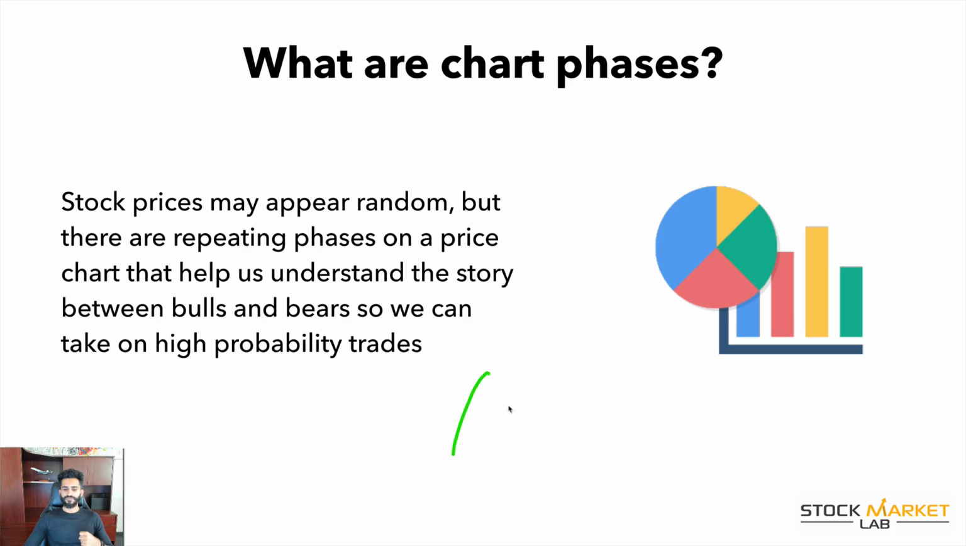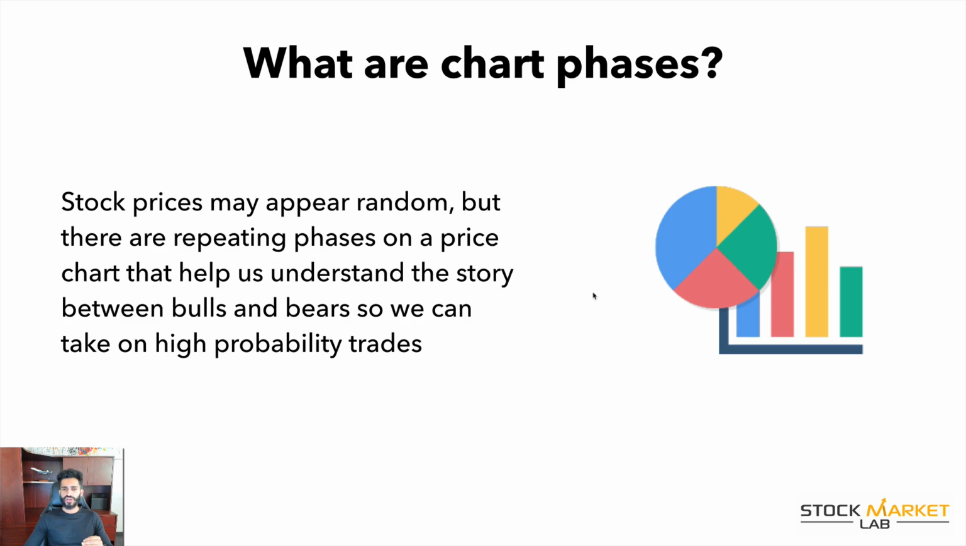So for example, when you look at a stock chart, this is what you may see at times, or at times you may see something like that. Looking at this, it looks very random. I don't know what's going on. It looks very confusing. But there are certain phases in here which I'm going to break down. And knowing what phase we are in will make it very easy for you to take on high probability trades.